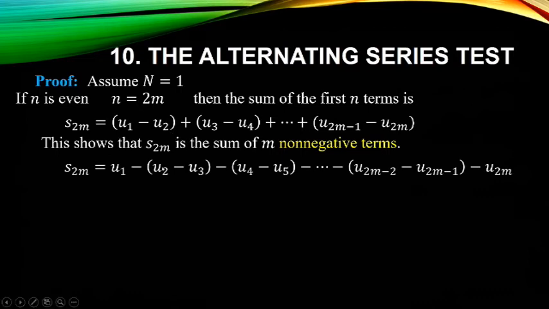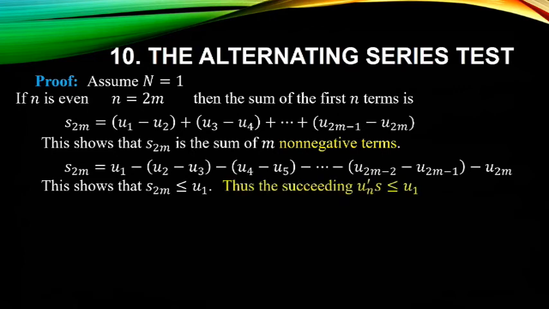And by combining other terms, we have u sub 1 minus u sub 2 minus u sub 3, because we factor out the negative values of the other terms. So we can have u sub 1 minus a subtracting of differences. This shows that the sum s sub 2m is less than or equal to u sub 1. So u sub 1 is the largest value of the terms. Thus, the succeeding u sub n's are less than or equal to u sub 1. So much smaller na yung mga next terms.